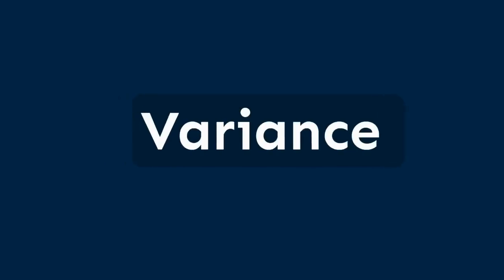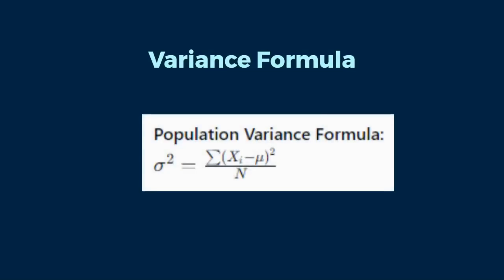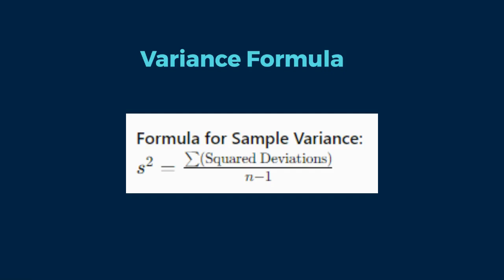Welcome to our lesson on variance. Variance is a key statistical measure that tells us how much the values in a dataset deviate from the mean. It helps us understand the spread or dispersion of the data points around the average. Variance is calculated using different formulas depending on whether you have data from a whole population or just a sample. For a population, the variance formula is the sum of squared deviations from the mean, divided by the number of values. For a sample, we divide by 1 less than the number of values to account for sample variability.